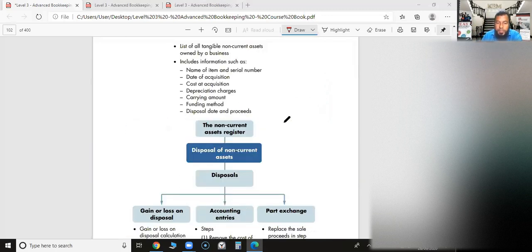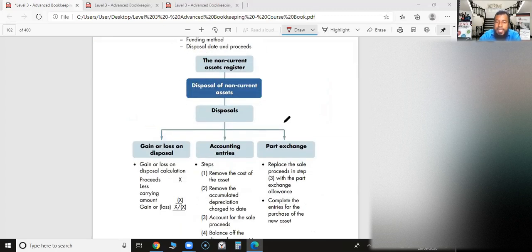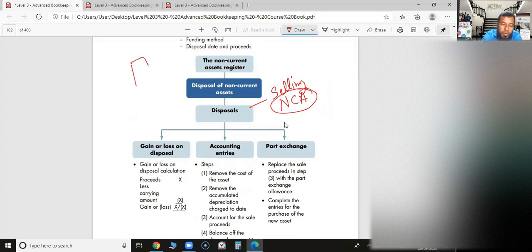Disposal. Disposal means we are selling our non-current asset. Now, let's assume this is my non-current asset. This is a computer, CPU or computer, laptop could be even. Last week, we studied how to record the purchase of your non-current asset. This chapter, how to do the accounting for disposal of your non-current asset.